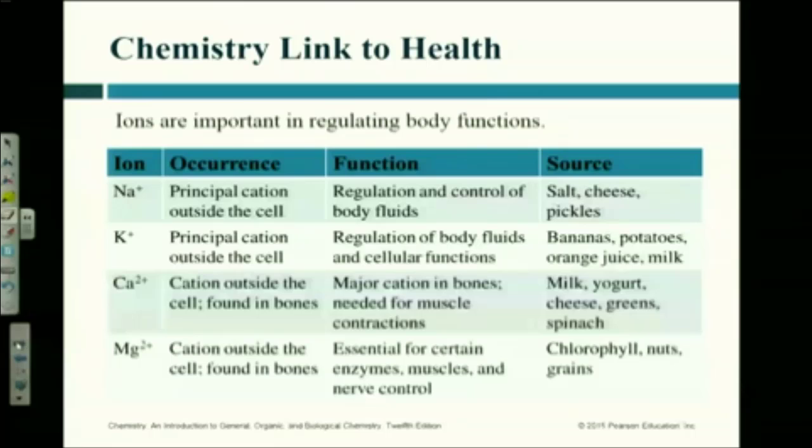Anybody ever worked in OBGYN? Yeah. You know what they use mag sulfate for? They're stopping labor. Yeah. Mag sulfate, magnesium sulfate. What you're using it for is to provide magnesium ions. Magnesium acts as a muscle relaxant.